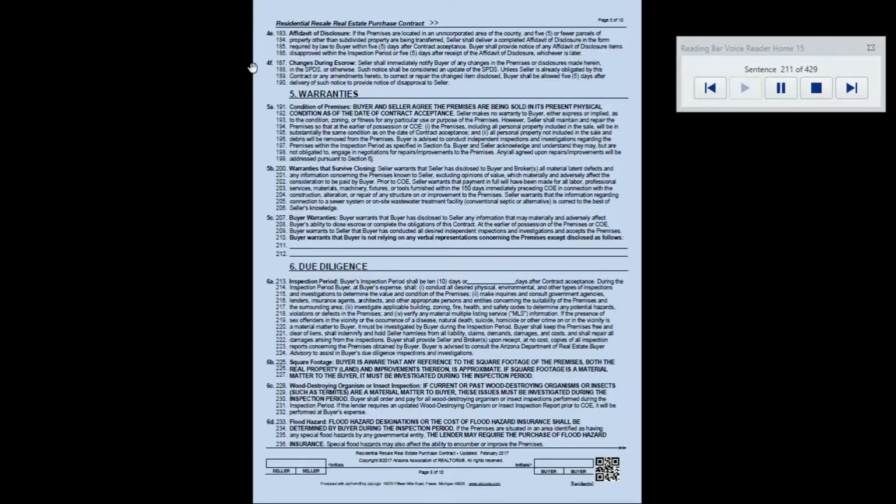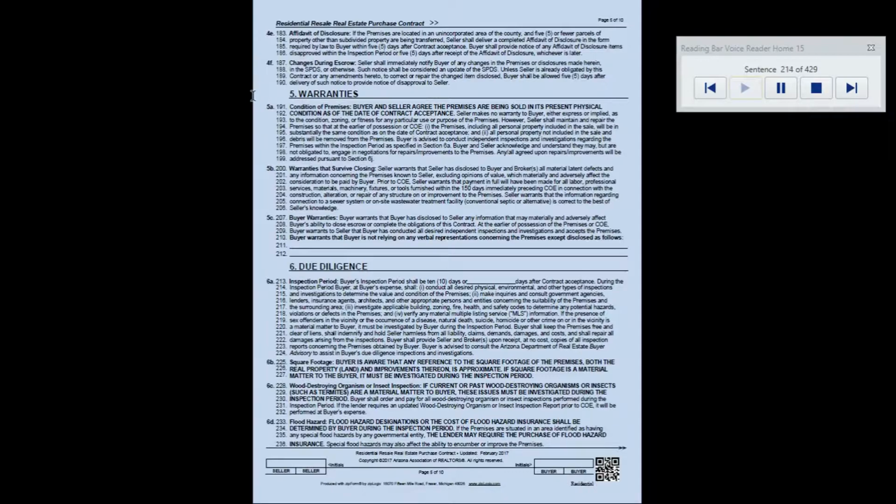4F. Changes during escrow. Seller shall immediately notify buyer of any changes in the premises or disclosures made herein, in the SPDS, or otherwise. Such notice shall be considered an update of the SPDS. Unless seller is already obligated by this contract or any amendments hereto to correct or repair the changed item disclosed, buyer shall be allowed 5 days after delivery of such notice to provide notice of disapproval to seller.